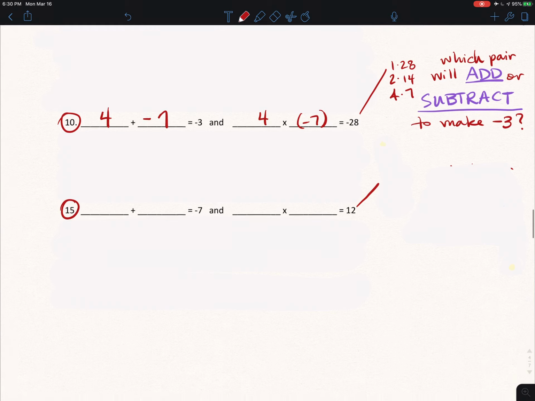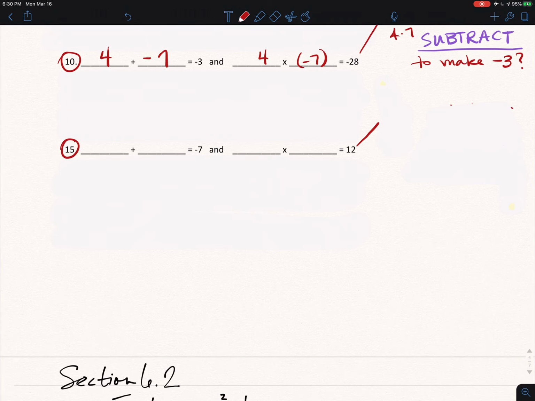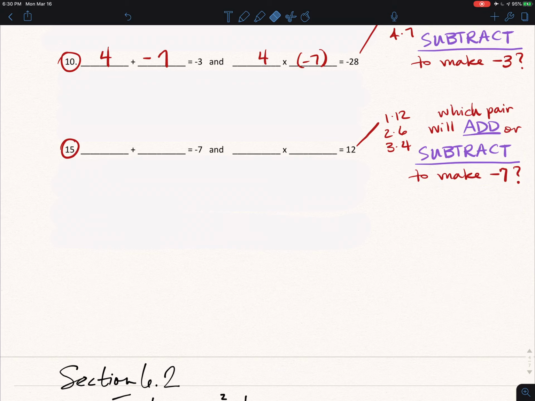And so let's find a pair of numbers that when I multiply them together, they give me a 12. So go ahead and pause, come up with a list. All right, you should have come up with 3 pairs: 1 times 12, 2 times 6, 3 times 4. Now this time I want the pair of numbers that will either add or subtract to make a negative 7. And I know that there's only one pair, and that's going to be the 3 and the 4 pair.